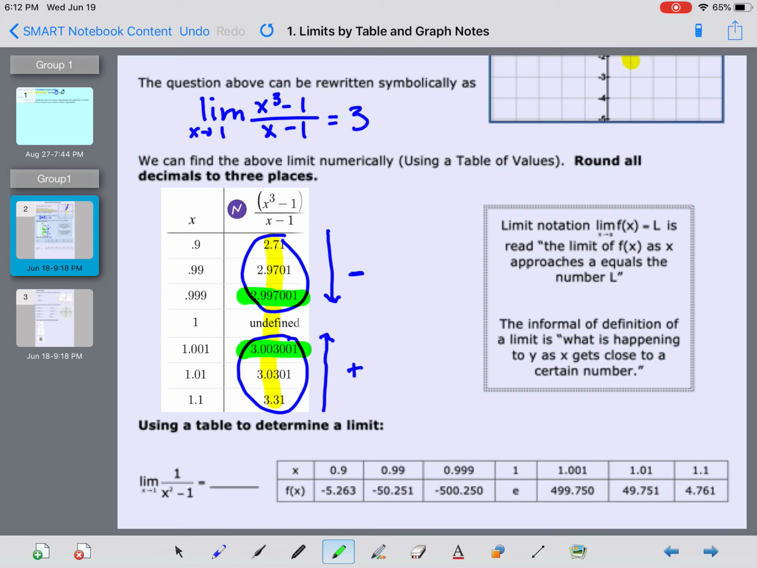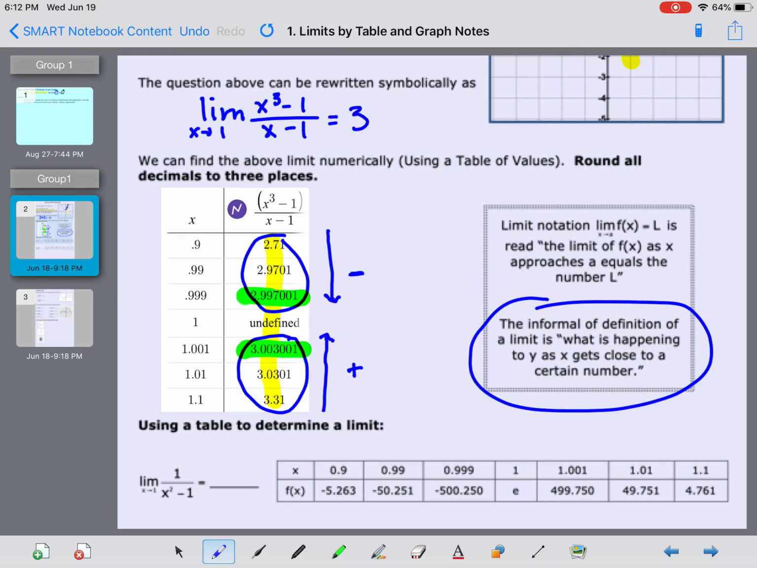So the formal way to write it is the limit of f of x as x approaches a certain value, in our case 1, equals a number, in our case 3. An informal way to think about it is really what's happening to our y value as we get closer and closer to a specific x value. That's really the question. What's happening? We just want to know what's going on.